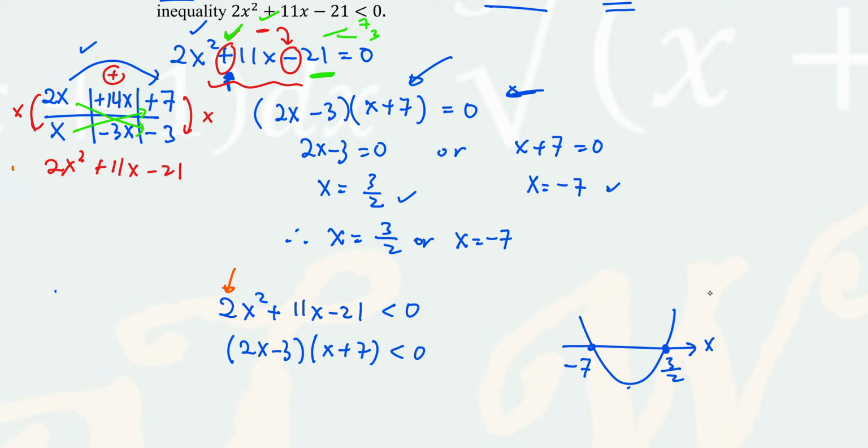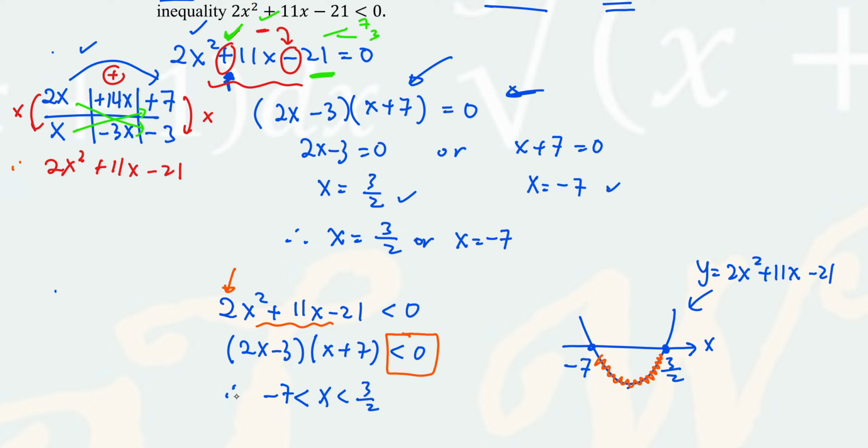Okay, and now this is my graph, y equals 2x squared plus 11x minus 21. And now for the final answer, we refer to this part. It is less than 0. Less than 0 means that your y value is less than 0, which means it should be below the x-axis. The region on the graph below the x-axis will be the shaded region over here, which is x in between minus 7 and 3 over 2. So this will be your solution of the inequality.